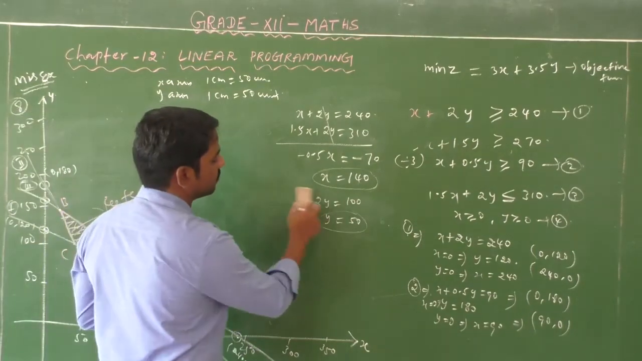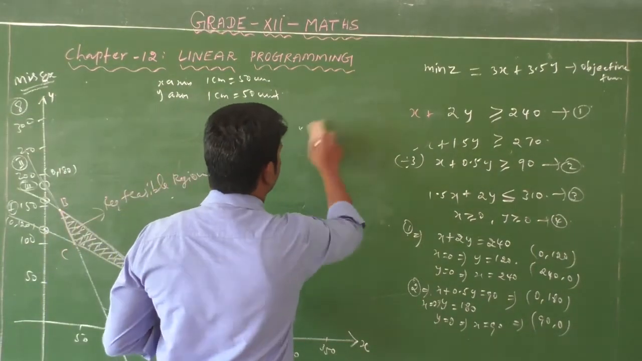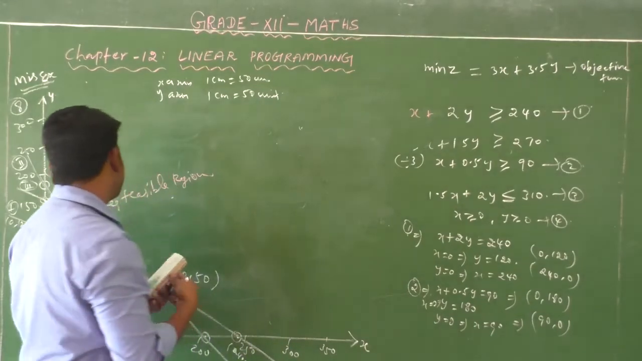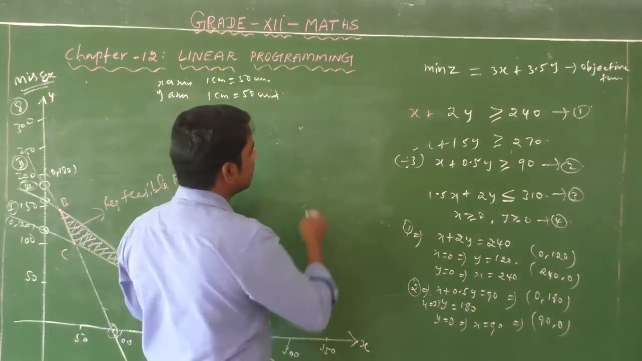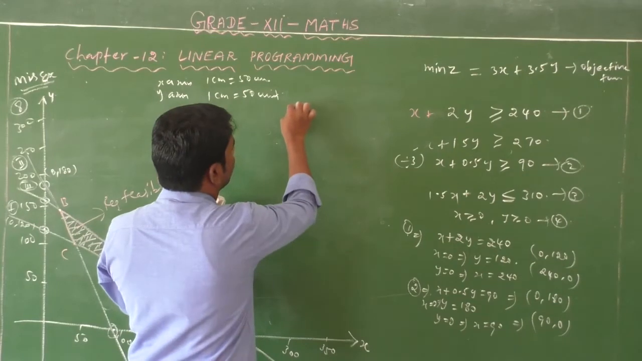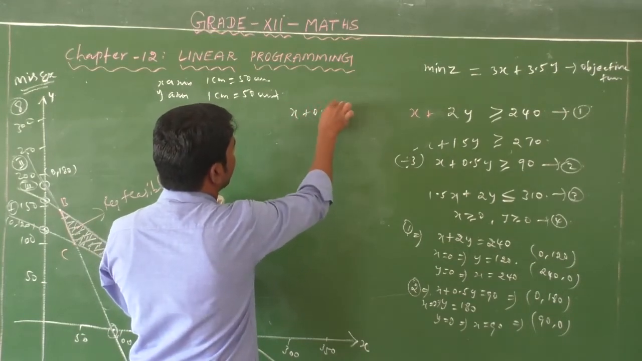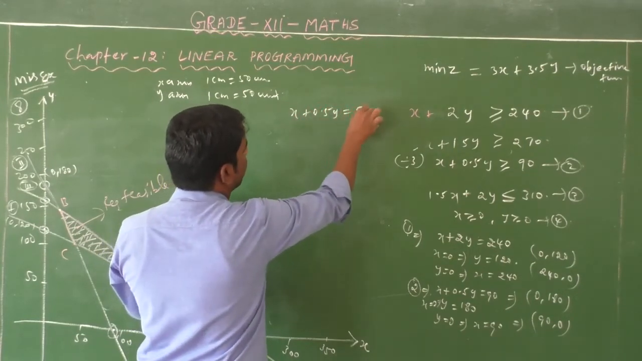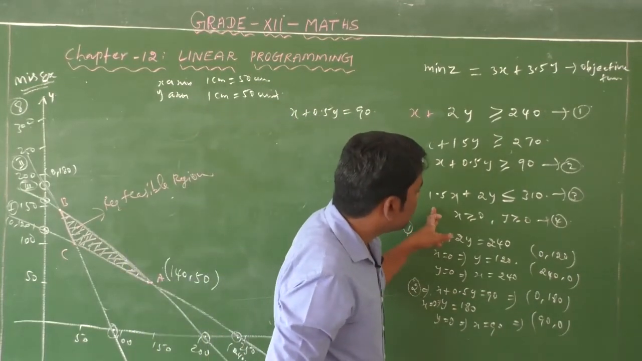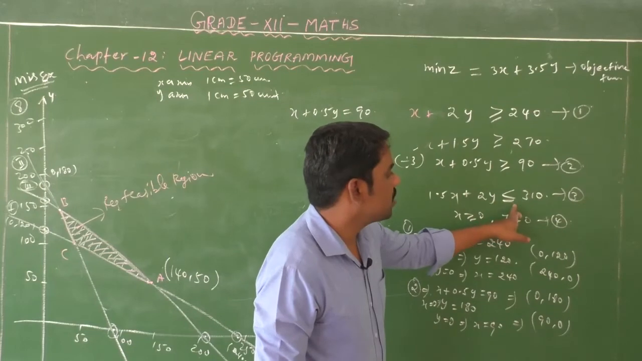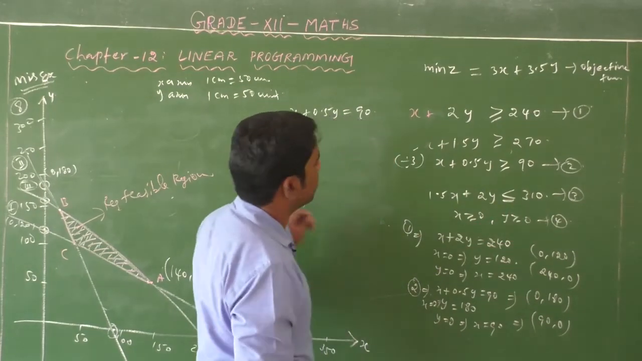Next find B. Listen students. The point B is the intersection of the second line and the third line. So solve the second and the third. The second line is x plus 0.5y equal to 90, and the third line is 1.5x plus 2y is less than or equal to 310.